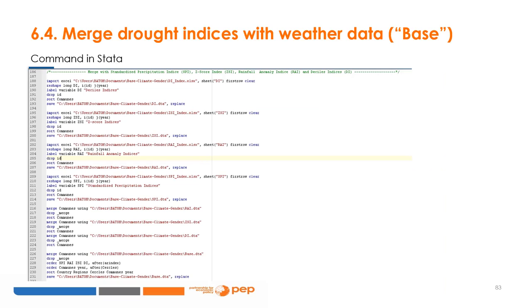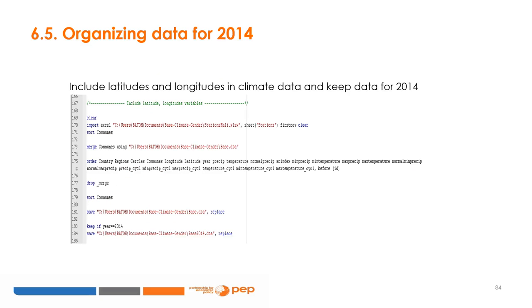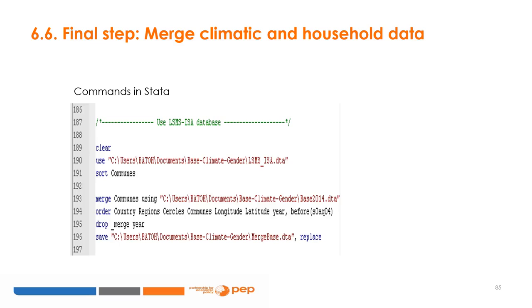Once the indices are obtained with DMAP, we can merge them with household data. Before that, by typing these commands, we can organize data for 2014. At the final step, we can merge climatic and household data.